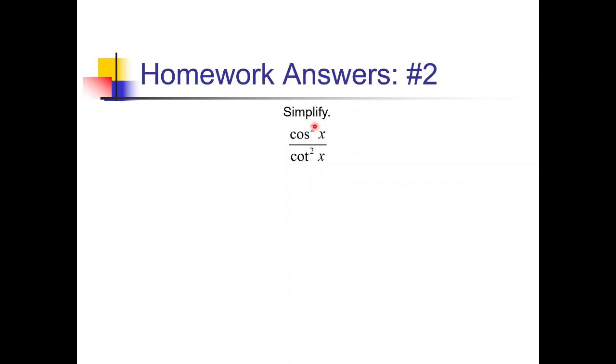So cosine squared I'm just going to leave as is. Cotan squared is actually cosine squared over sine squared. And now algebraically I can do same change flip to divide by this fraction. So I'm going to multiply the cosine squared in the numerator by sine squared over cosine squared from the denominator. Once I've done that, I notice I can cross cancel these cosine squareds. That leaves me with sine squared for my final answer.